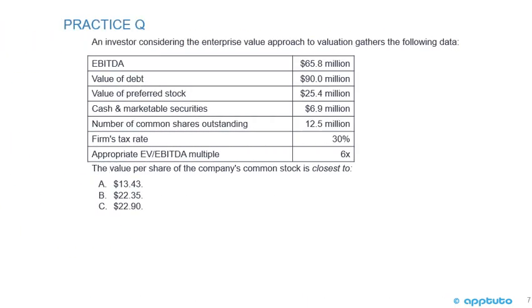So another practice question. An investor considering the enterprise value approach to valuation gathers the following data. EBITDA, 65.8 million. Value of debt, 90 million. Value of preferred stock, 25.4 million. Cash and marketable securities, 6.9 million. Number of common shares outstanding, 12.5 million. Firm's tax rate, 30%. And an appropriate EV, enterprise value to EBITDA multiple of 6 times. So the value per share of the company's common stock is closest to A, $13.43, B, $22.35, or C, $22.90.